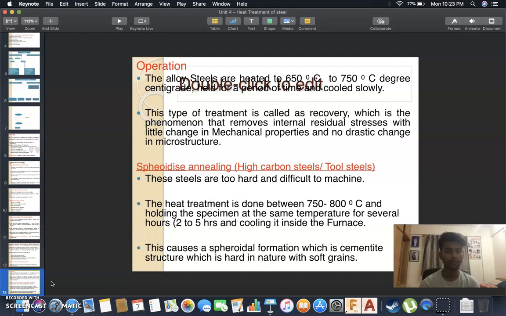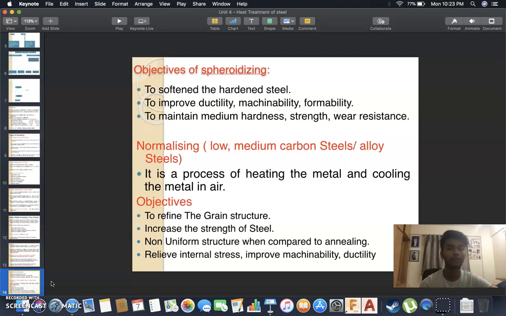This process forms spheroidal cementite structure, which is hard in nature, with soft grains. Objectives of spheroidizing: to soften the hardened material, to improve ductility, machinability, formability, to maintain medium hardness, strength, and wear resistance. Now we'll go to normalising, which is another type of heat treatment process for steels.